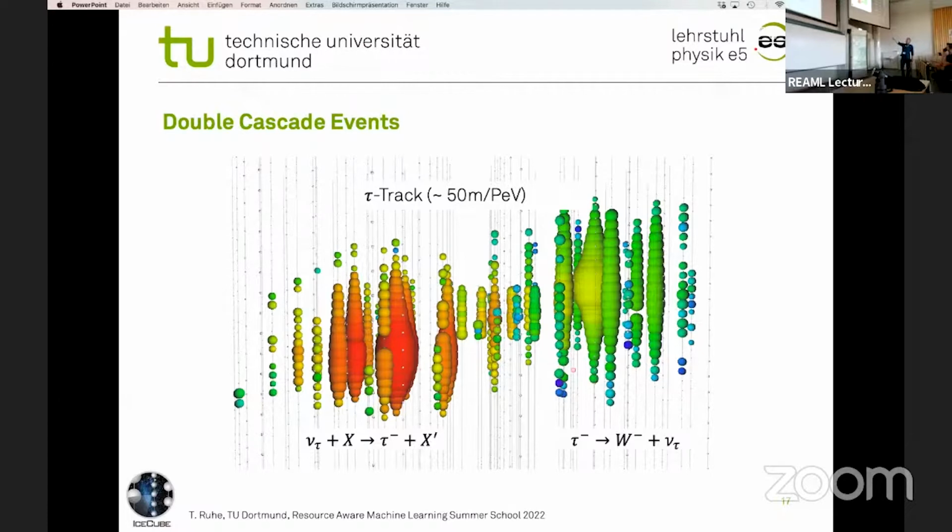Unfortunately, the tau track is relatively short. It's only about 50 meters per PeV. So a PeV is approximately, well, it's not the highest energy that we've seen, but it's close to the edge. So not very likely that we will see this.